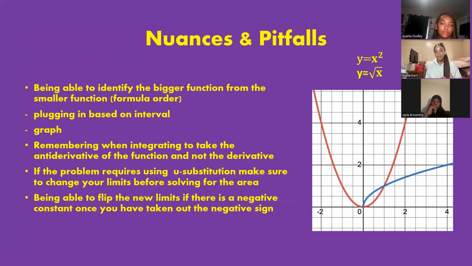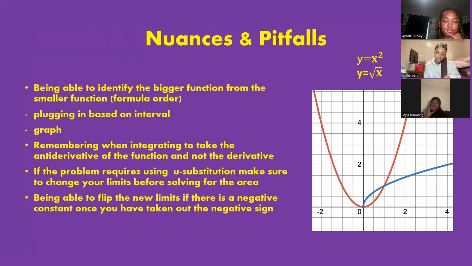Sometimes when it comes to solving for the area, you might have to use substitution. And when you use substitution, you're supposed to make sure you change your limits before solving, by taking the original limits, the limits you start with, and plugging them into u to solve for your new limits. Another important thing to remember is if you have a negative constant, once you take that negative out, you flip your limits when you integrate, so you will have the right answer.